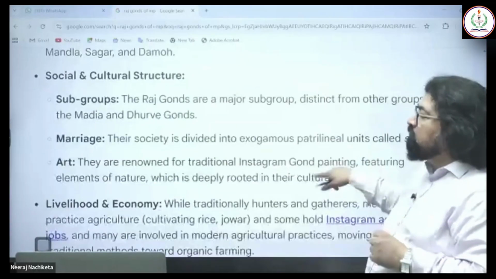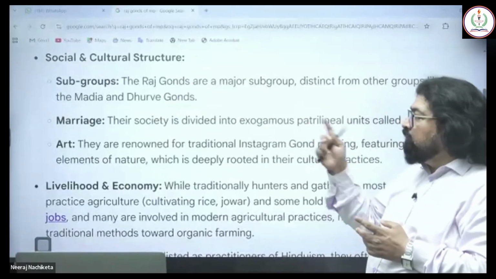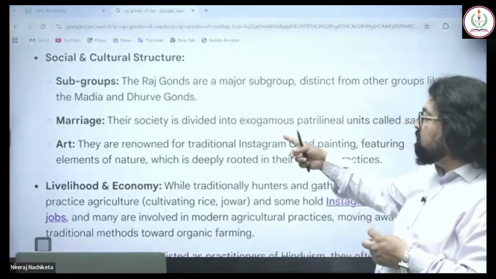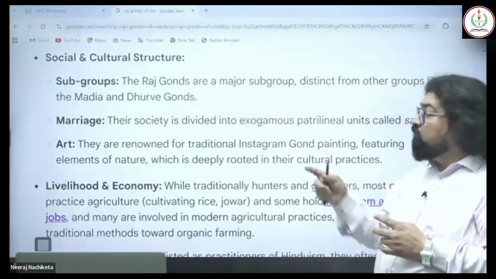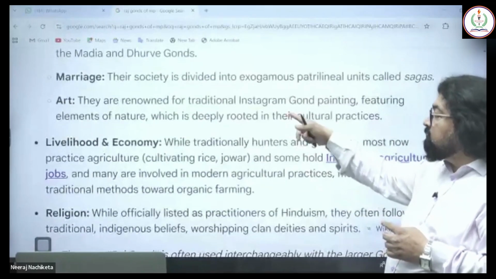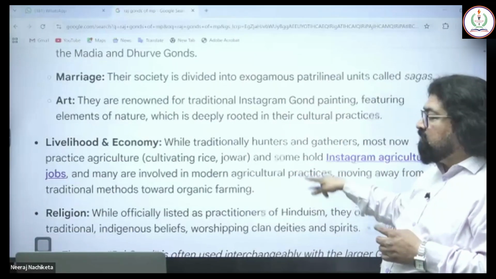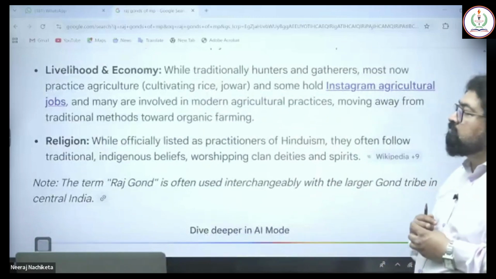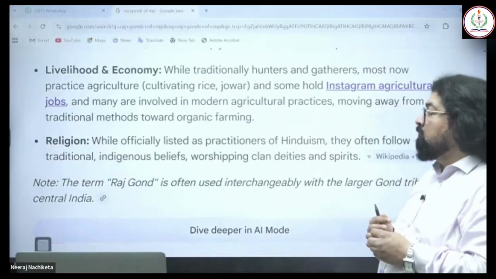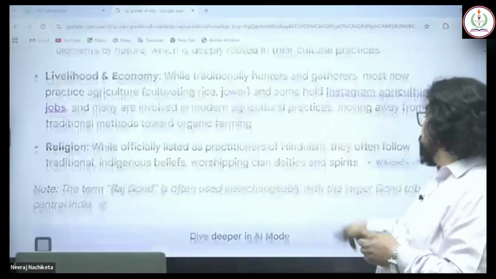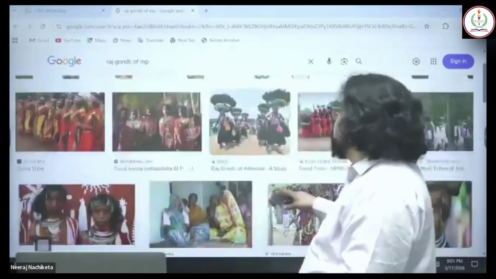And you can see here subgroups, right, distinct from other groups like Maria Gond, Dhruve Gond. Marriage, see, their society is divided into exogamous patrilineal units called sagas. They are renowned for the traditional Gond painting, practice and all this. They are known for agriculture, cultivating rice, jowar. Now they are shifting there. They have their own types of gods and goddesses.